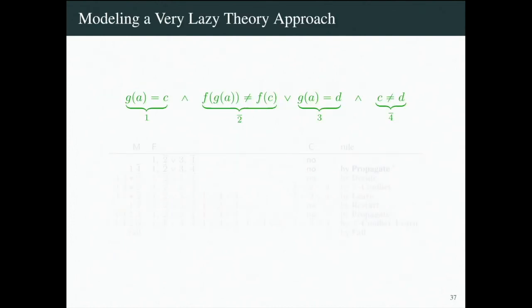So here we have another example, and this is using the theory of equality with uninterpreted functions. Each of these equalities is going to be assigned a literal. So this is 1. Since this is a disequality, it's the negation of 2. So 2 would just be f of g of a equals f of c. This is 3, and this is the negation of 4. So c equals d is 4. Okay? All right, so we start off.